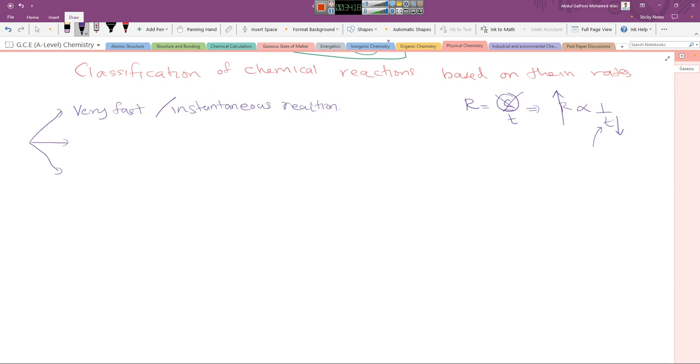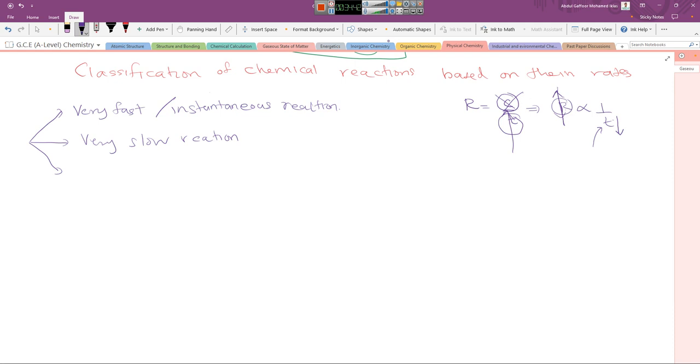Then we have very slow reaction. So the very slow reaction means the time is very high and the rate is very less, right? So we have to wait for a long time for the reaction to happen. So basically for this type of reactions also, we do not determine the rate.